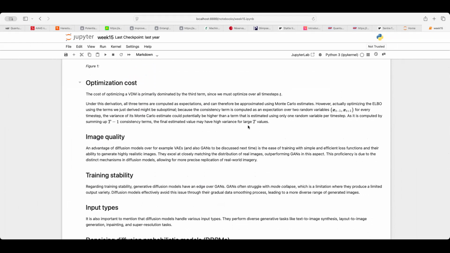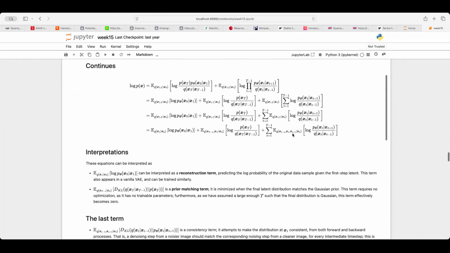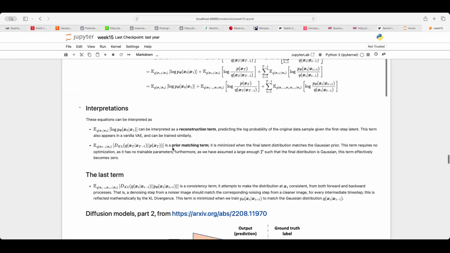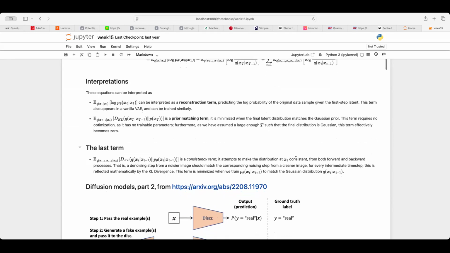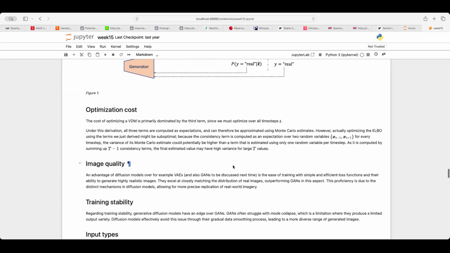So the cost of optimizing this variational diffusion model is normally dominated by the third term, which we have here. That's the one which is time consuming. As I said, this second term, which you see here, is called a prior matching term, and it is minimized when the final latent distribution matches the Gaussian prior. And it normally goes to 0. But the third term is the one which can be quite time consuming.